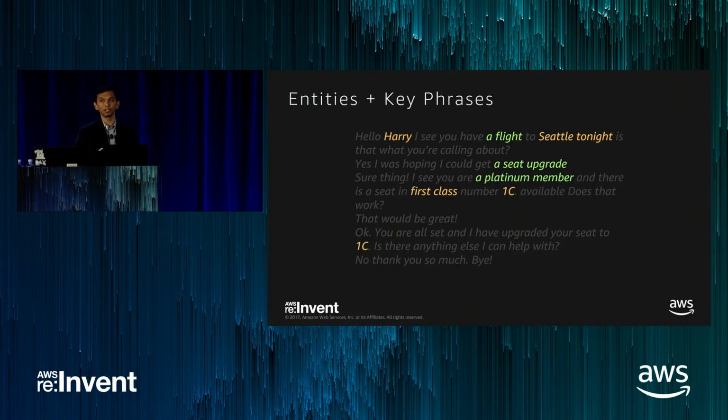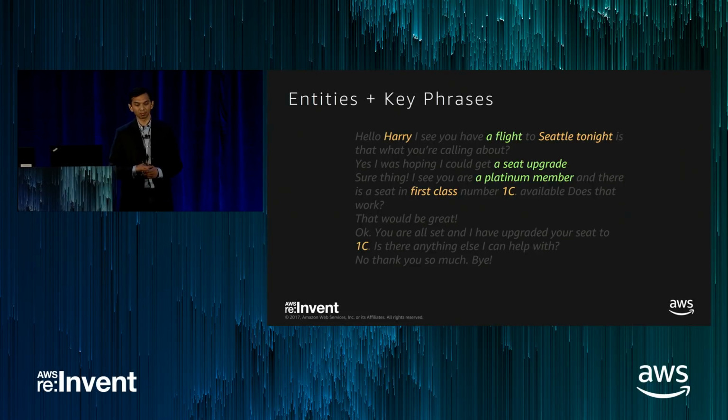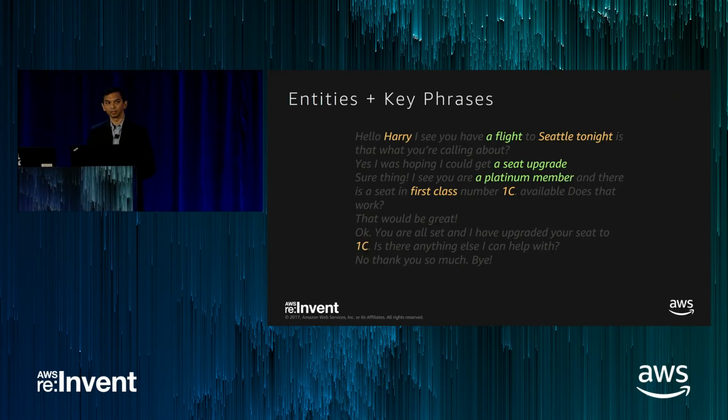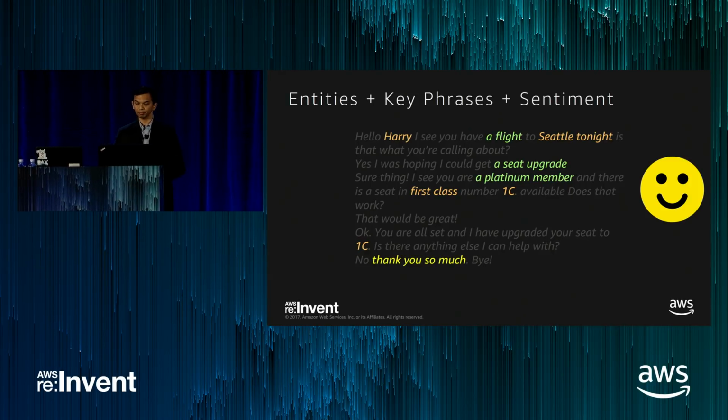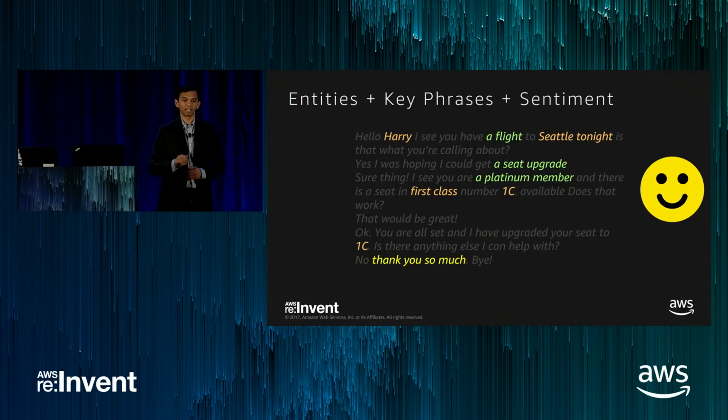Then you run it through the key phrases API. So you get some key phrases like a flight, a seat upgrade, a platinum member. So now you know that the call is about a seat upgrade for a platinum member flying to Seattle tonight. The next thing you do is run it through sentiment. It's happy. So the customer was satisfied at the end of this call. Imagine the insights you would gain if you could do this at scale. That's what Transcribe helps you do.